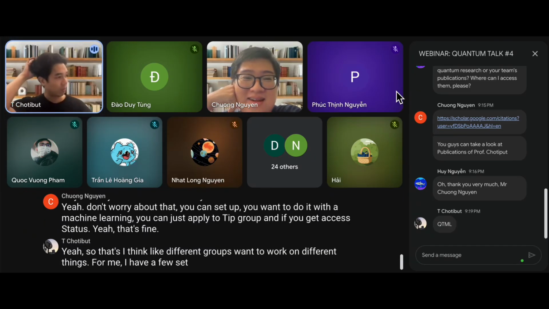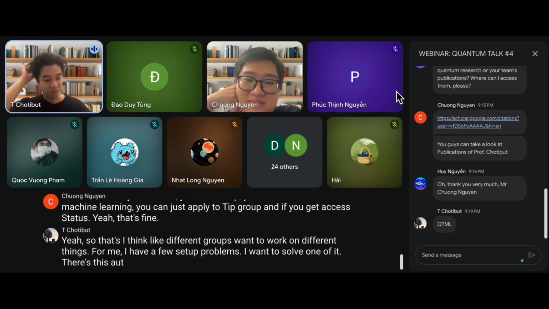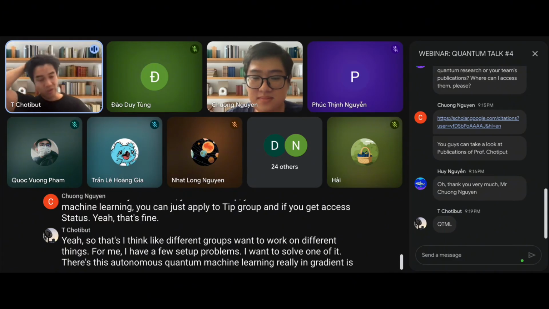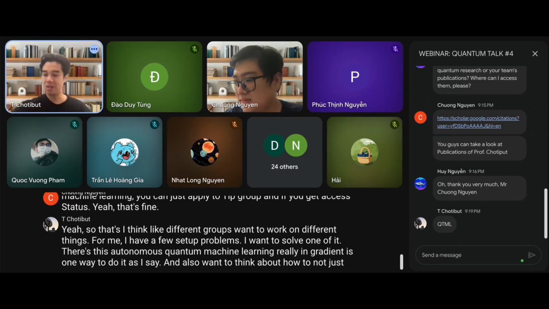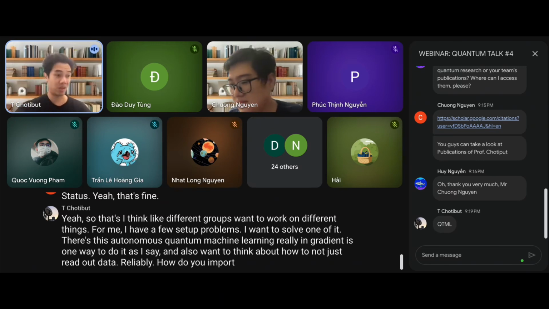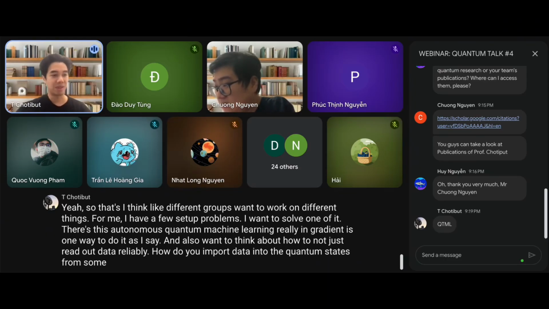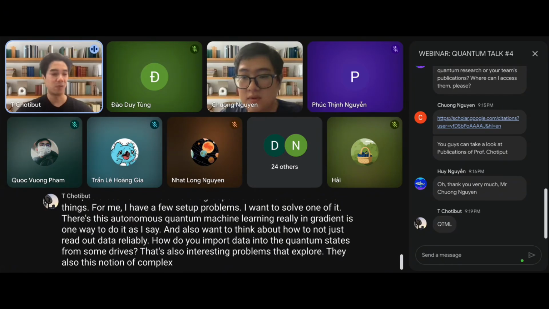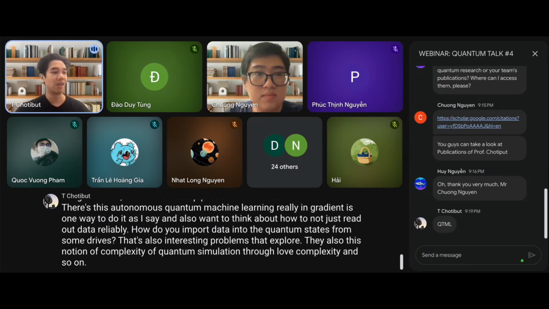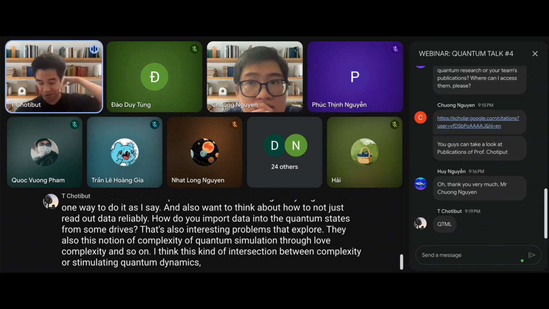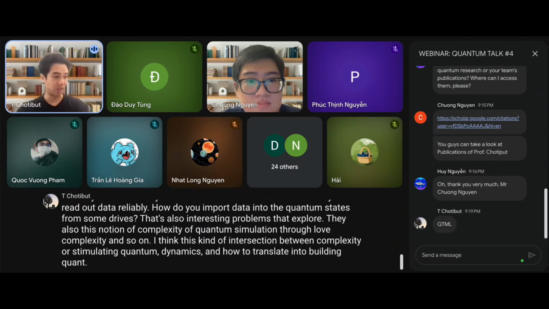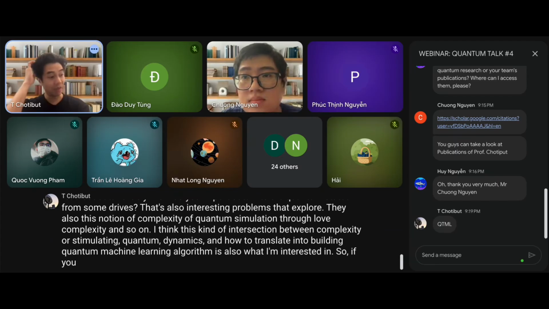Different groups want to work on different things. For me, I have a few sets of problems I want to solve. One is autonomous quantum machine learning; the linear gradient is one way to do it, as I said. I also want to think about not just how to read out data reliably, but how to encode data into quantum states. That's also an interesting problem that I've explored. There's also the notion of complexity of quantum simulation. I think this intersection between the complexity of simulating quantum dynamics and how that translates into building quantum machine learning algorithms is also what I'm interested in. So if you are interested in this area, please feel free to reach out.